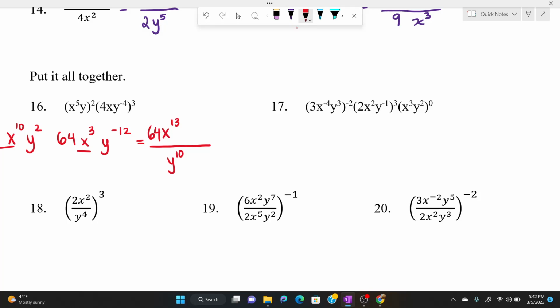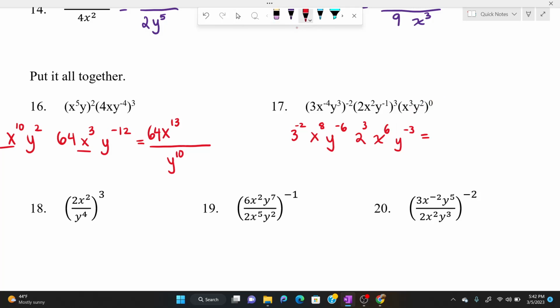Negative 2, that power is going to be applied to every product here. So 3 to the negative 2, just going to write that. And then x, be careful here, I'm multiplying. Negative 4 and negative 2 is positive 8. Y to the negative 6. Okay, keep going. 2 to the third, and then x to the 6th, y to the negative third. I am applying that exponent to each one of those products using all these rules. And then all that stuff is gone.